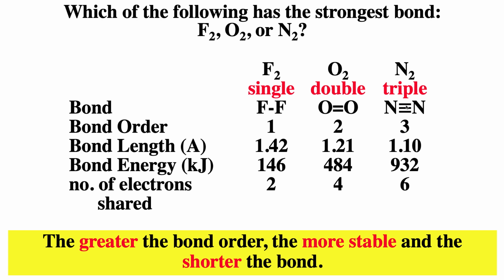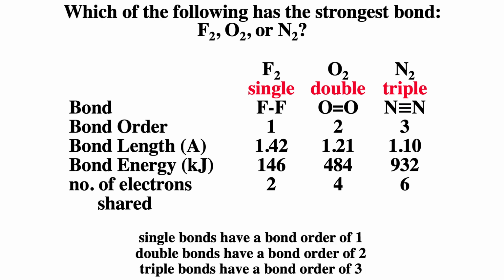Remember, each line here represents 2 electrons, and so the nitrogen atoms are sharing 6 electrons. The oxygen atoms are sharing 4, and the fluorine atoms are sharing 2. So the greater the bond order, the more stable, the shorter the bond, the stronger the bond. And again, single bonds have a bond order of 1, double bonds have a bond order of 2, and triple bonds have a bond order of 3.